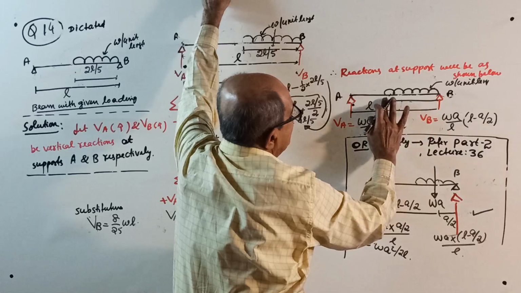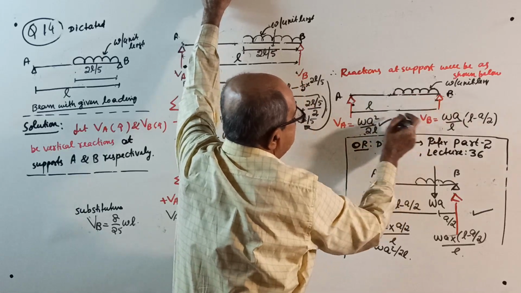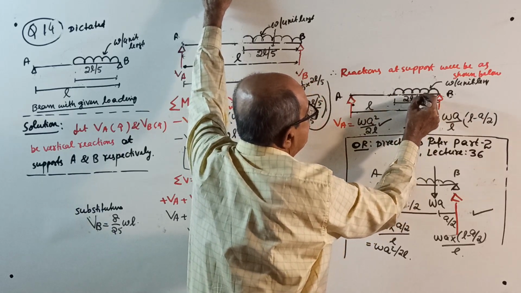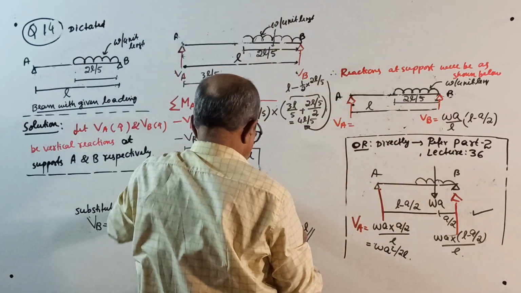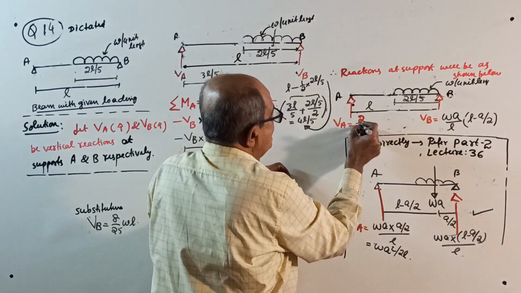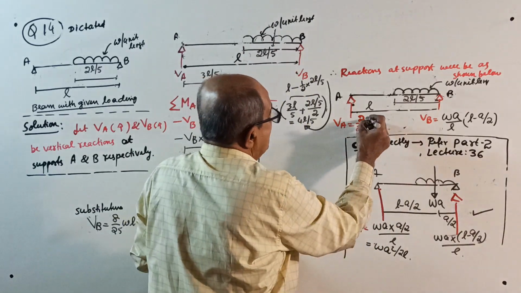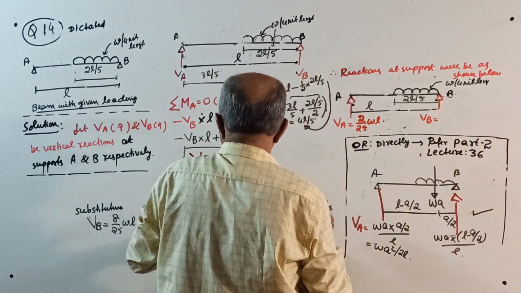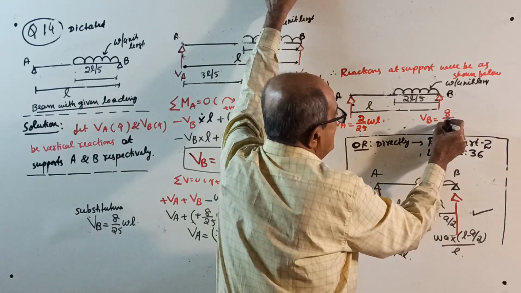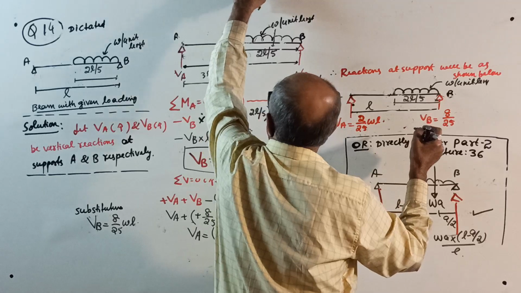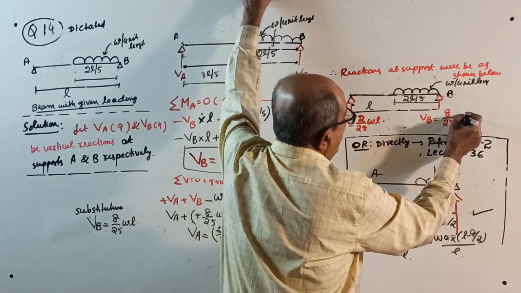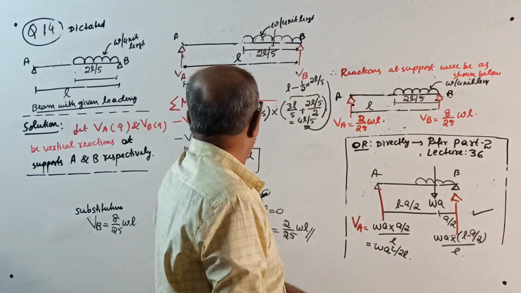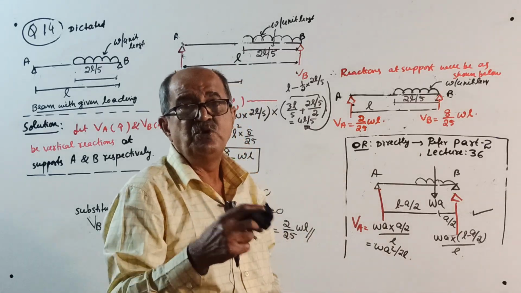Final reaction is: if this is L and the UDL loaded length is 2L by 5, your VA equals 2 by 25 times WL, and VB equals 8 by 25 of WL. That is the answer. Now, if any calculation mistake is there, you can make it out.